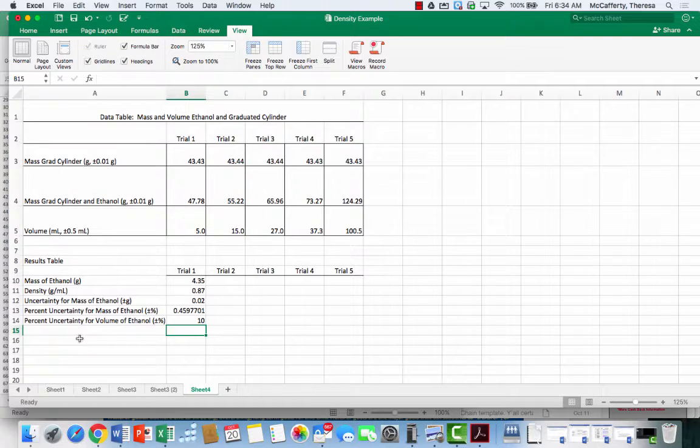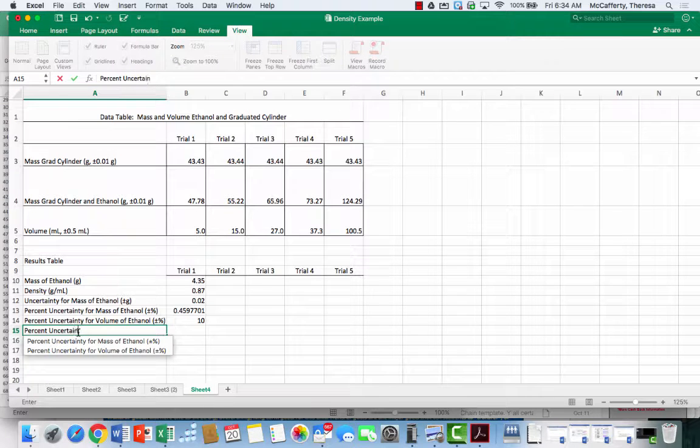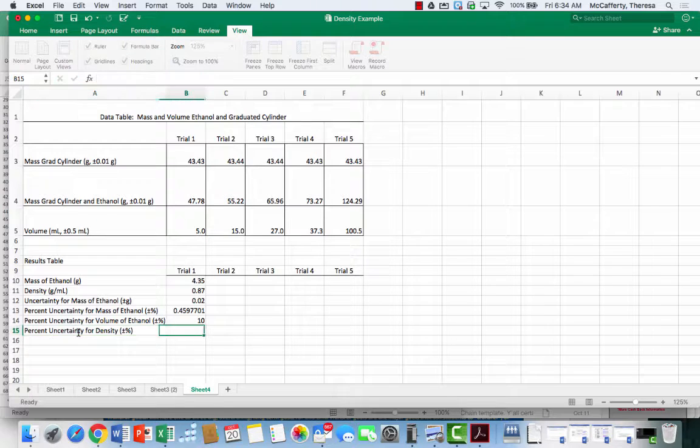Okay. Now I can find the percent uncertainty for density. And this again is going to be plus minus percent. And that is adding this percent uncertainty and that percent uncertainty.